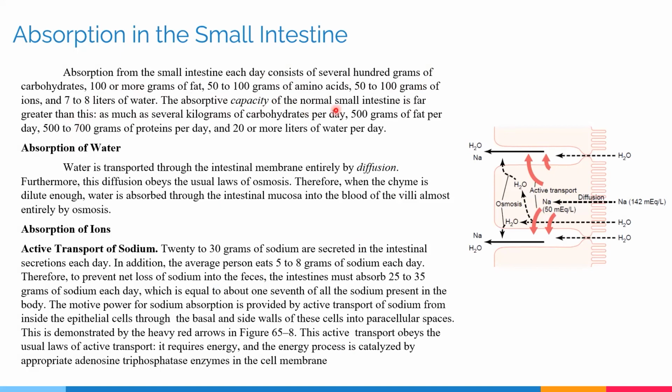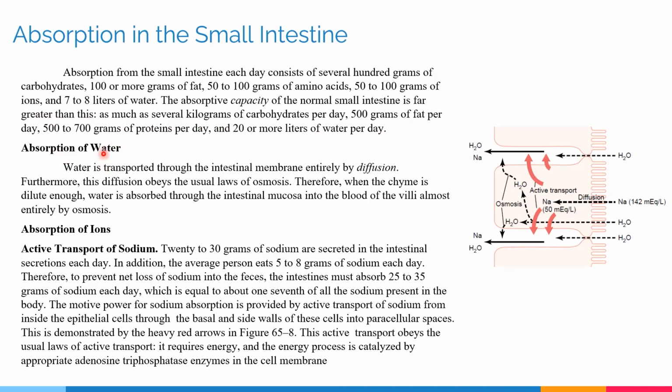The absorptive capacity of the normal small intestine is far greater than this, as much as several kilograms of carbohydrates per day, 500 grams of fat per day, 500 to 700 grams of proteins per day, and 20 or more liters of water per day.